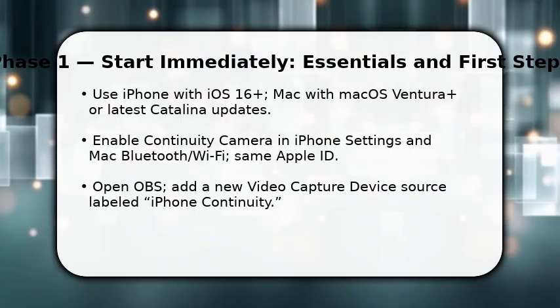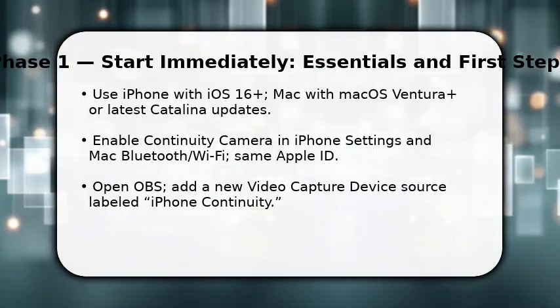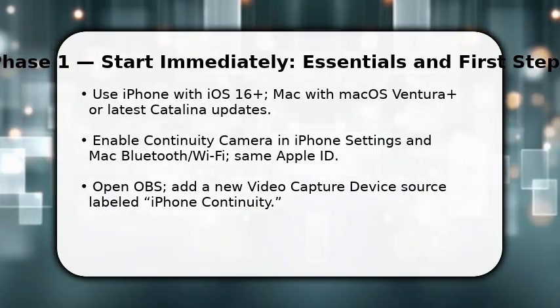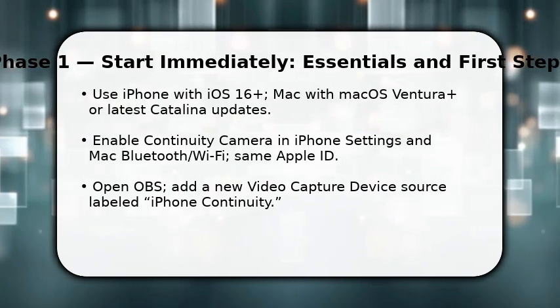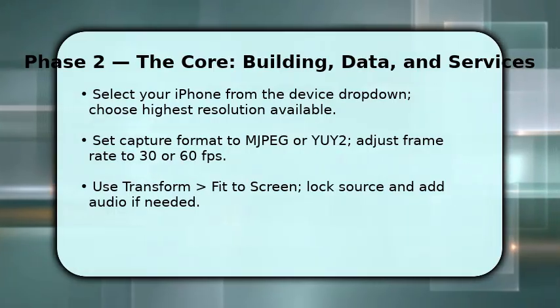Now open OBS and go to the Sources panel. Add a new video capture device. Name it iPhone Continuity, so you can identify it quickly during scene changes. With the device added, select your iPhone from OBS's device dropdown.